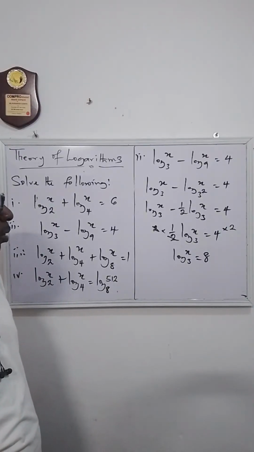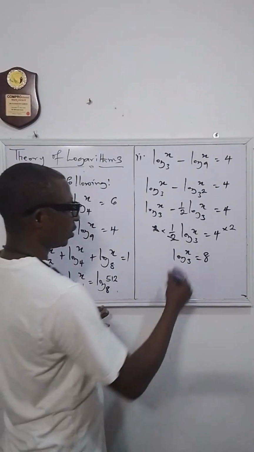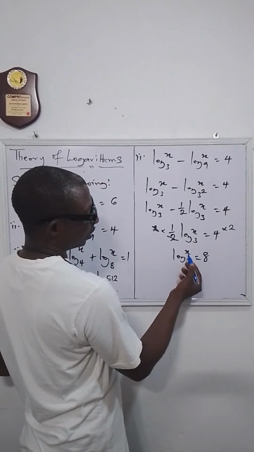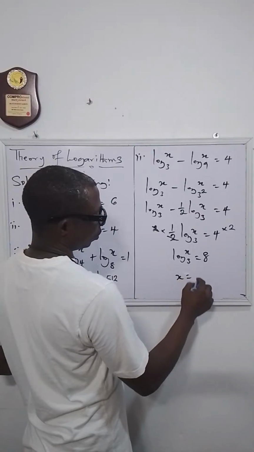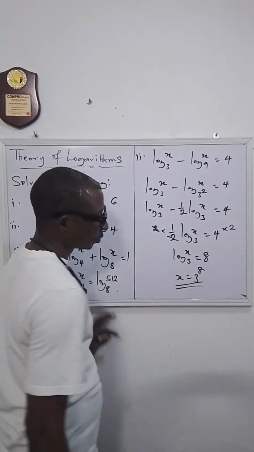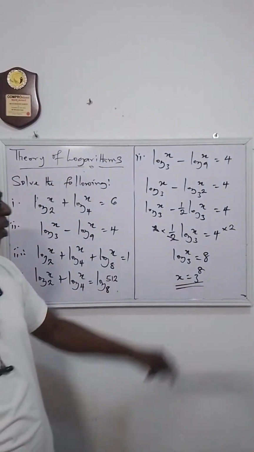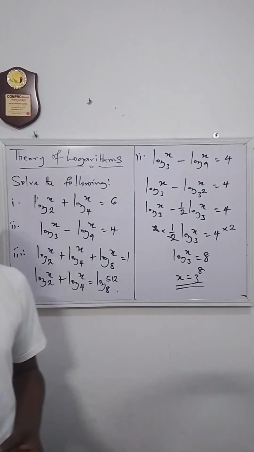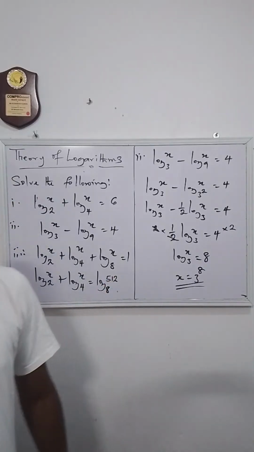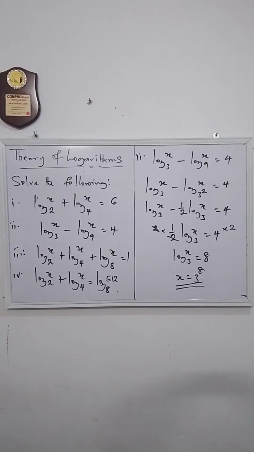Okay, so that is what we have. So from here now, this is your base, this is your power, so now we have x equals 3 raised to the power of 8. So this will be the answer. So this is the value of x. So I hope you all understand that explanation. So any question based on that? Any observation?